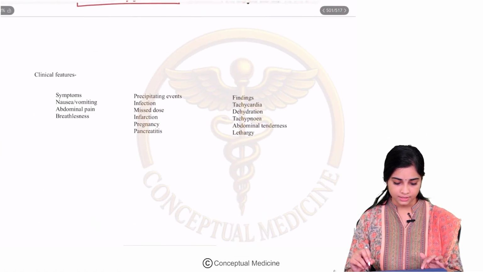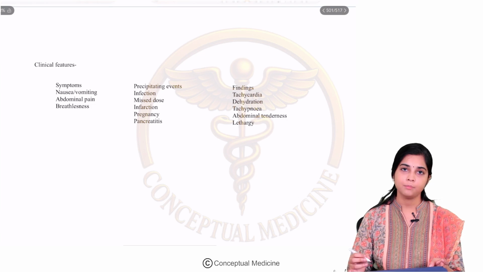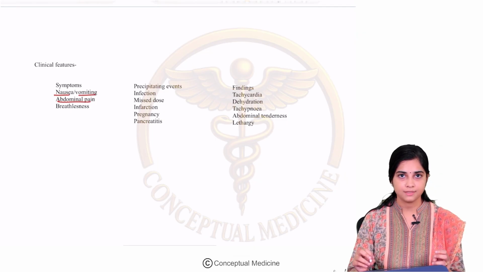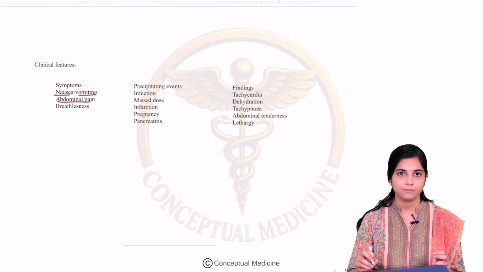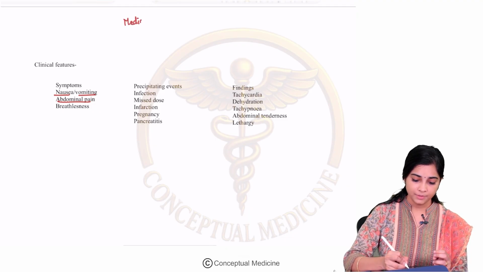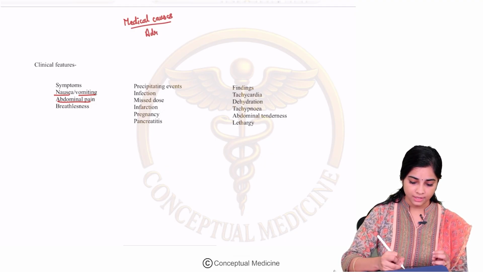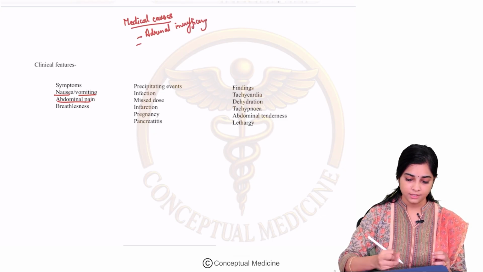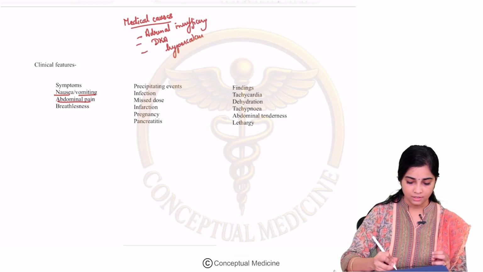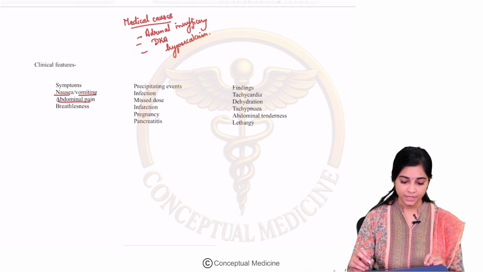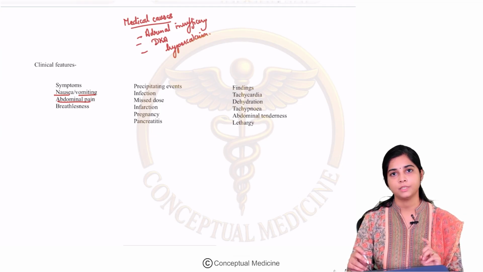Now let us move forward and understand the clinical features. The major symptoms with which DKA presents are nausea, vomiting, and abdominal pain. We have discussed the different medical causes of abdominal pain. This includes adrenal insufficiency, diabetic ketoacidosis, and hypercalcemia. So DKA is one of the medical causes of abdominal pain. DKA is characterized by nausea, vomiting, and abdominal pain.